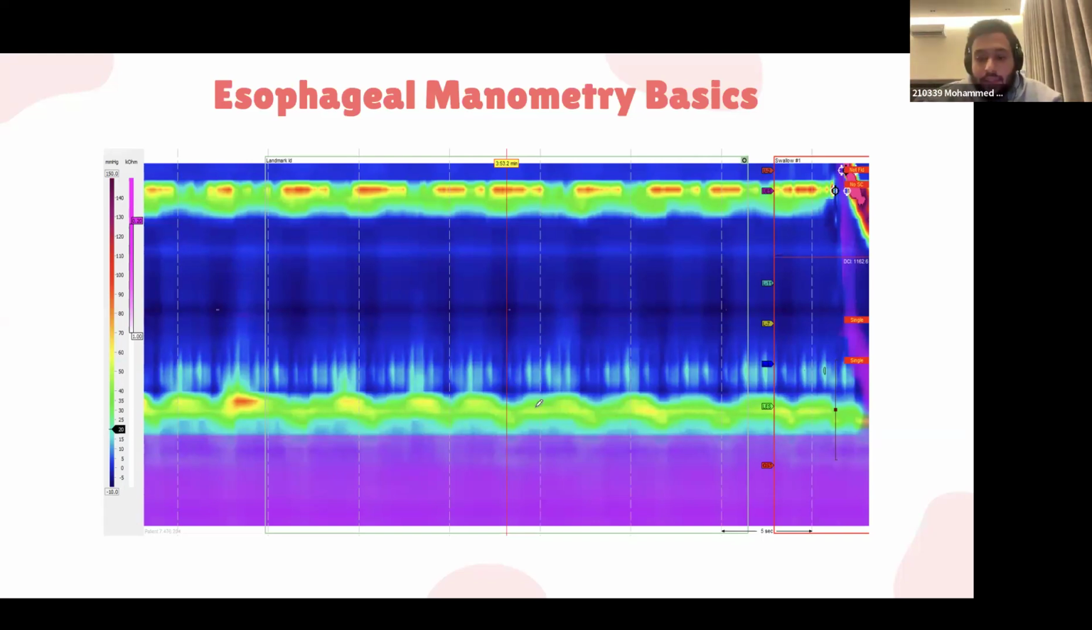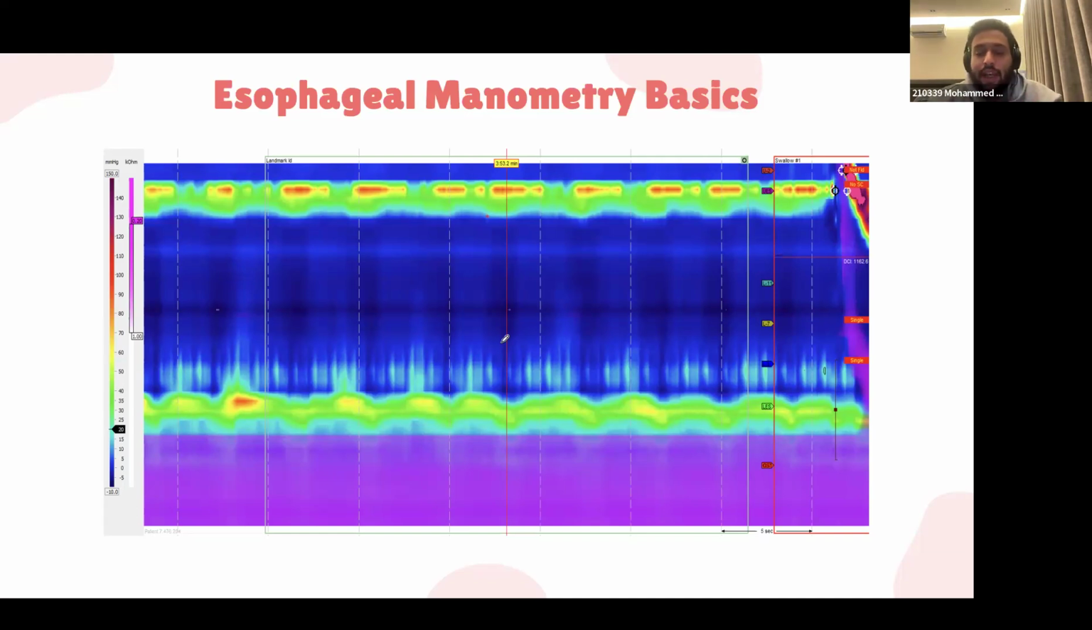We look into this to see the peristalsis. Are the contractions happening normally? Is the lower esophageal sphincter relaxing normally? Is the upper esophageal sphincter relaxing normally? Is there any pathologies here? And to check for hiatal hernia. Okay, this is what we're looking at when we look at this manometry.